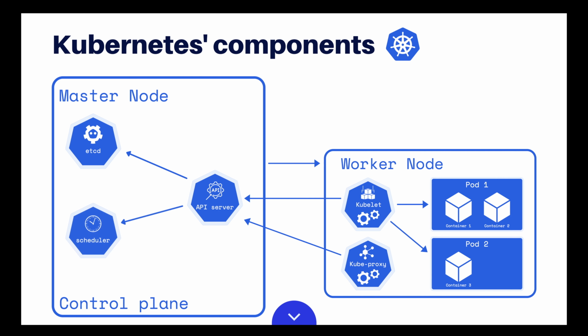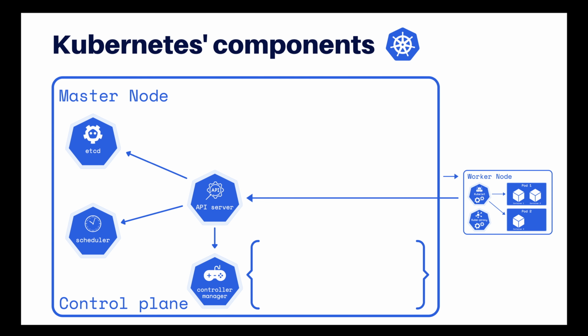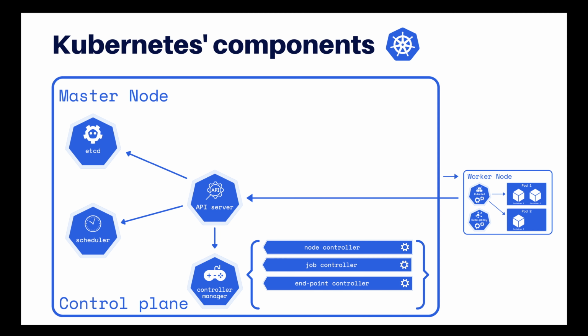The scheduler, which watches for newly created pod with no assigned nodes and selects the nodes for them to run on. The controller manager, which is a combination of several controllers, such as node controller, which is responsible for noticing and responding when nodes go down. Job controller, which watches for job or one-off task, then creates pods to run them. Endpoint controller, which populates the endpoint object or joins several services and pods. There's also a service account and token controllers, which create default account and API access token for new namespace.